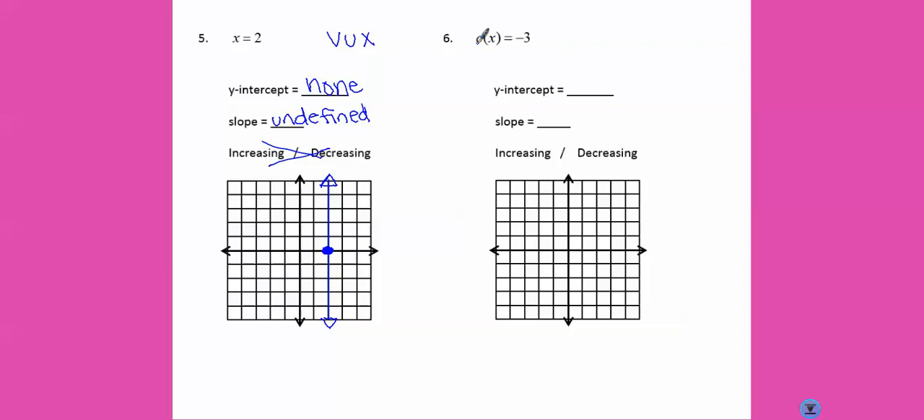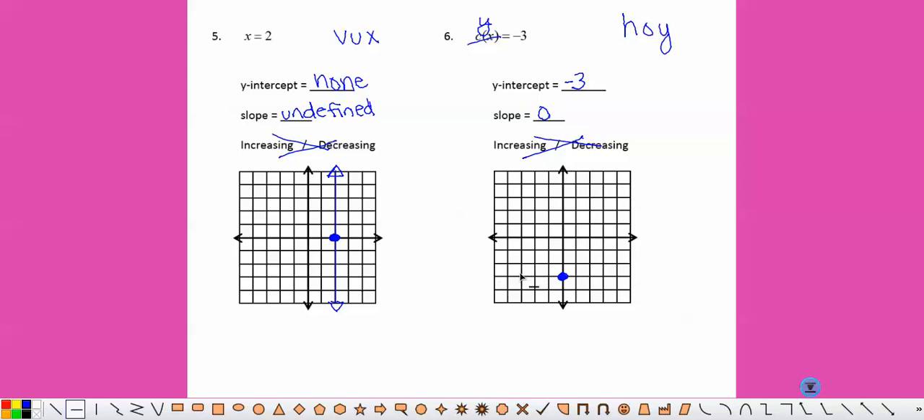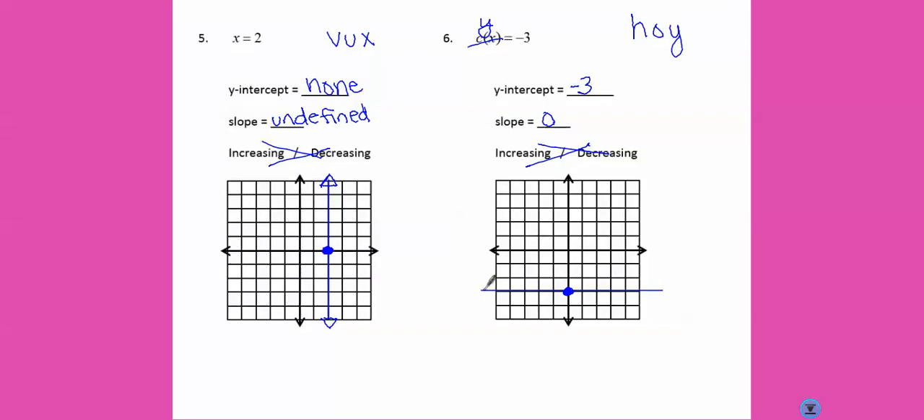Similarly, in number 6, we have c of x, but that means the same thing as y equals, which is going to make me think of Hoy. Since it's y equals, I know my y-intercept is -3. My slope would be 0. It's neither increasing nor decreasing. I'm going to go to where y is -3, and I'm going to draw a horizontal line. So, horizontal line at -3, and put my arrows on the ends.